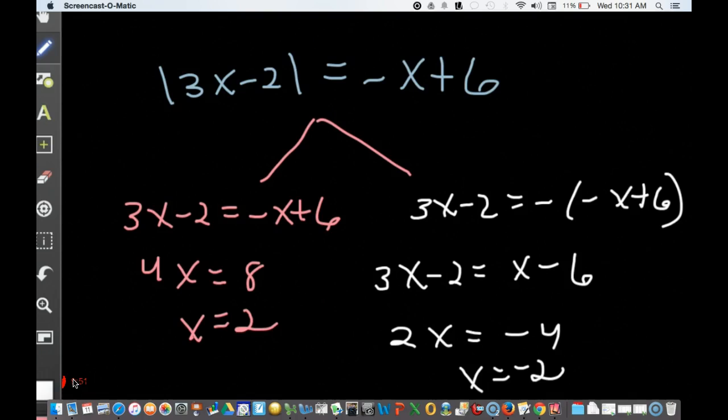Okay, quick check on the right side. 3 times 2 is 6, minus 2 is the absolute value of 4, equals negative 2 plus 6. 4 equals 4. Beautiful. And on the other side, I ran out of a little room here, so we'll just do it in our heads. 3 times negative 2 is negative 6. Minus 2 is negative 8. The absolute value of negative 8 is 8. On the right side, we have negative negative 2, which is 2, plus 6 is 8. So on this one, you'll have 8 equals 8, and it will also check.